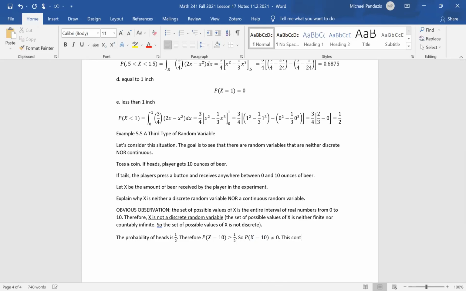This contradicts one of the properties of a continuous random variable. For a continuous random variable, the probability of any fixed value has to be 0. Since here it's non-zero, X cannot be a continuous random variable. So X is not a discrete random variable, and it is also not a continuous random variable.